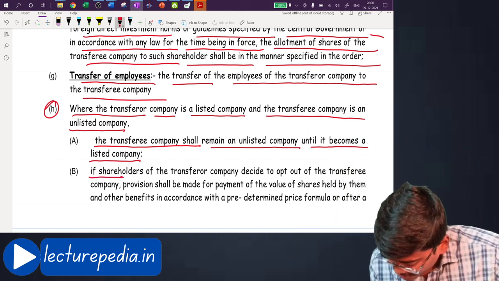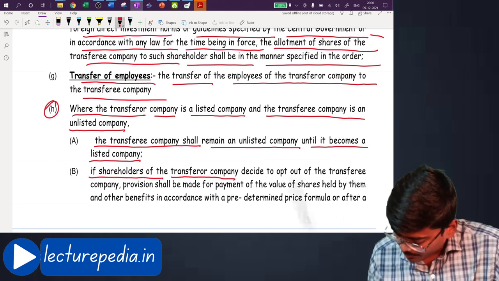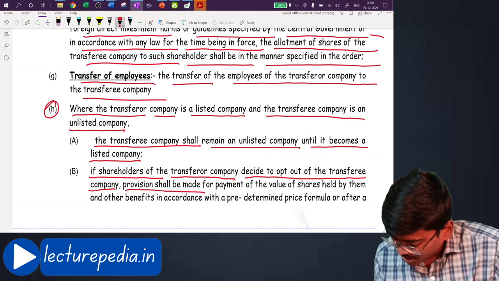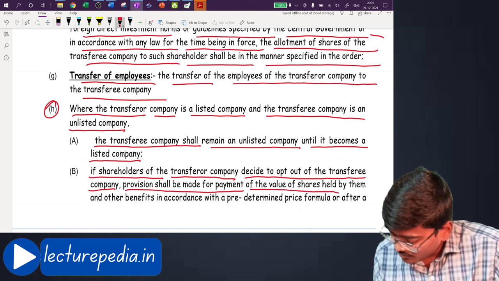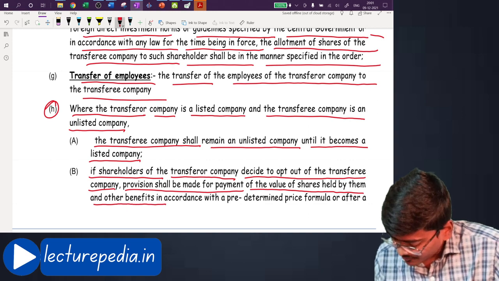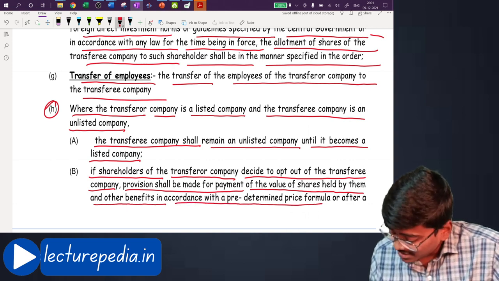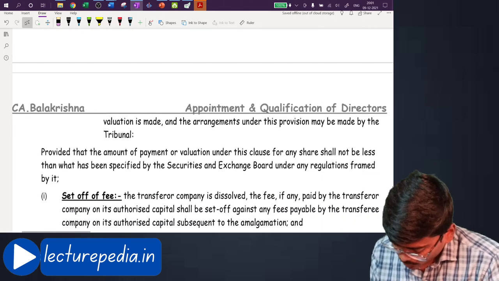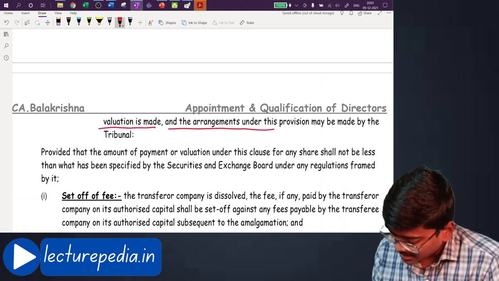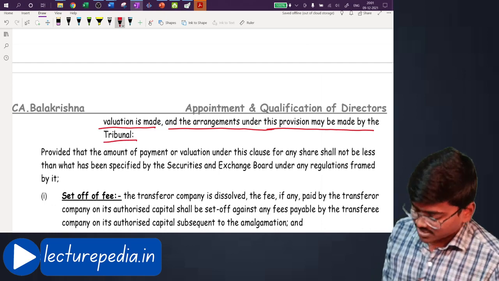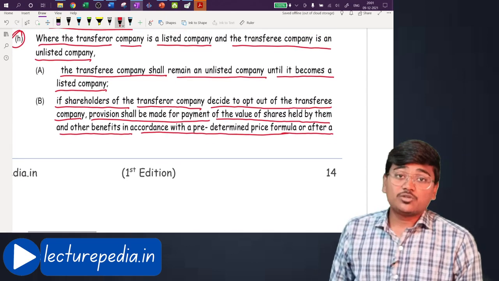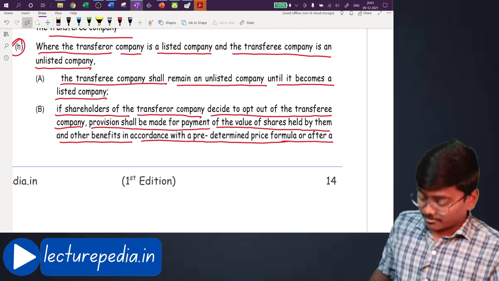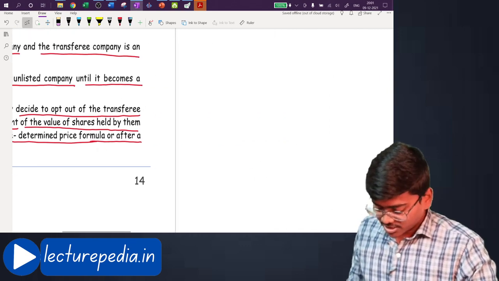Now, if shareholders of transferor company decide to opt out of transferee company, provision shall be made for payment of the value of shares held by them and other benefits in accordance with a predetermined price formula, or after valuation is made, and the arrangements under this provision may be made by the tribunal. See, basically what it wants to say is, it wants to protect the shareholders of this transferor company since it is a listed company. Let me explain why it wants to protect.